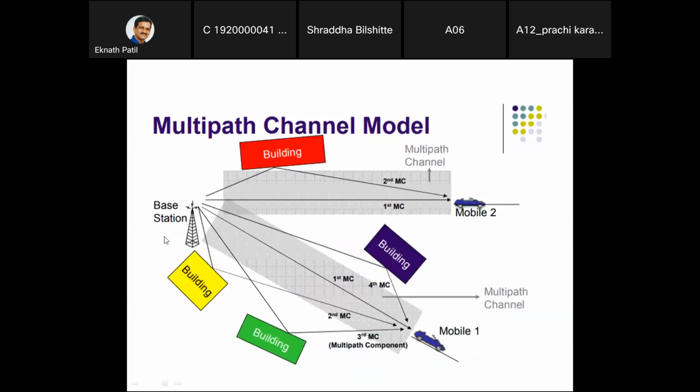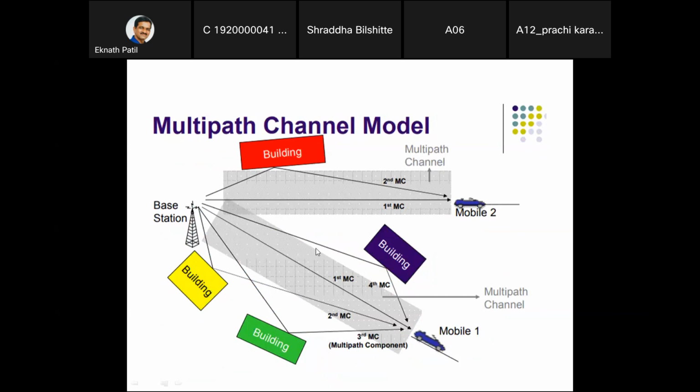See how the multipath channel model looks. The base station is here, here is a building from which the receiver gets a reflection, here is another building, and there is also the direct path. So the first is the direct path, the second is from the yellow building, third is from the green building, and fourth is from the violet building. All these are the channel multipaths, and the received signal is there at the receiver on the mobile.